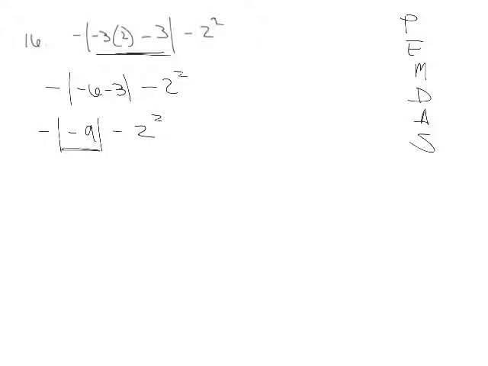The absolute value of negative 9 is a positive 9, so this negative is that one. We changed our negative 9 here to a positive 9, took off the absolute value sign. This 2 is not in the parentheses, so we leave our negative sign there and we make that a 4, and that gives us negative 9 minus 4 is negative 13.